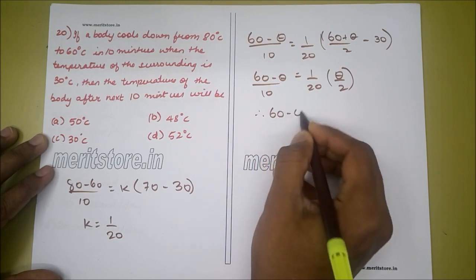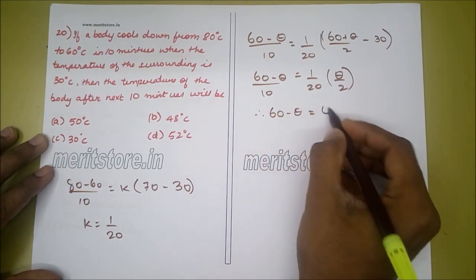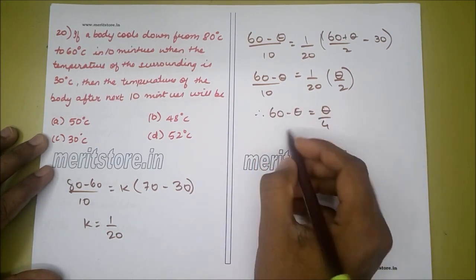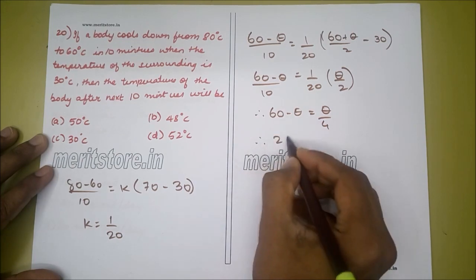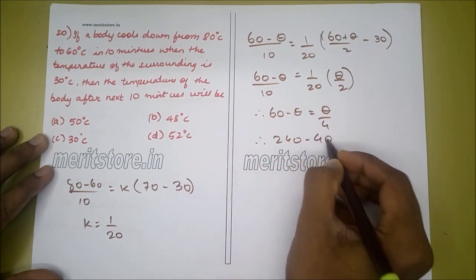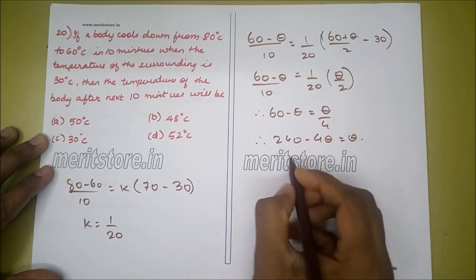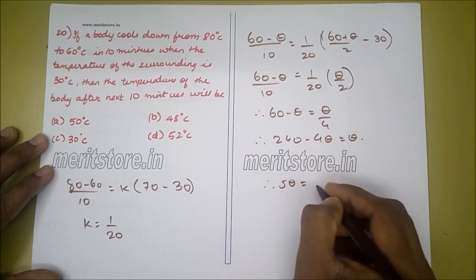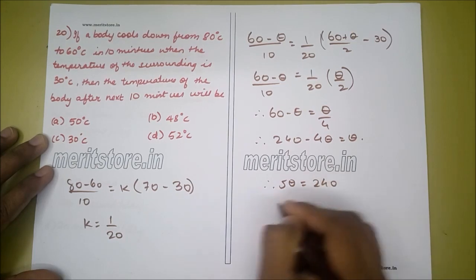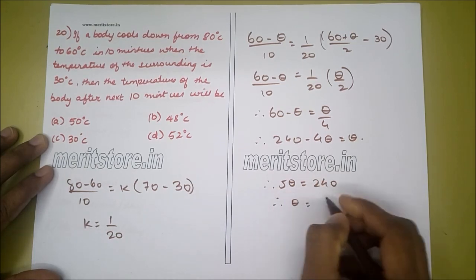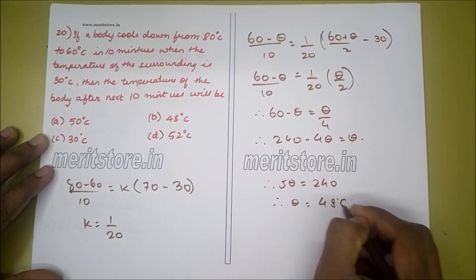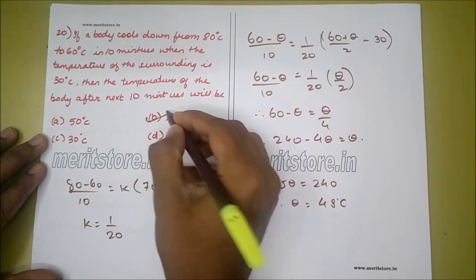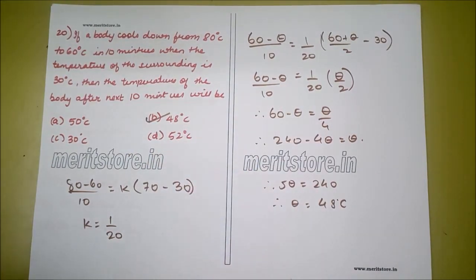So 60 minus theta is equal to theta by 4. So therefore 240 minus 4 theta is equal to theta. 5 theta is equal to 240. So therefore the value of theta is equal to 48 degrees Celsius. Hence option B is the correct answer.